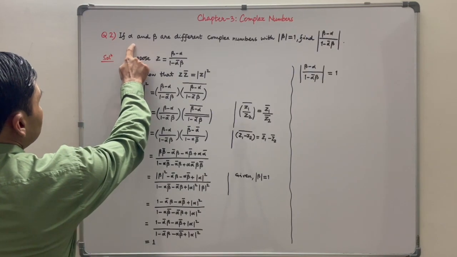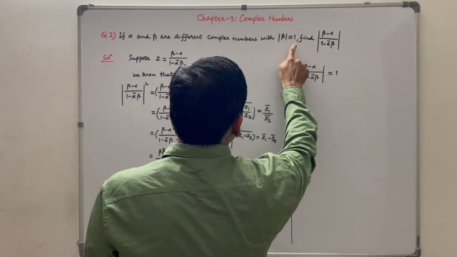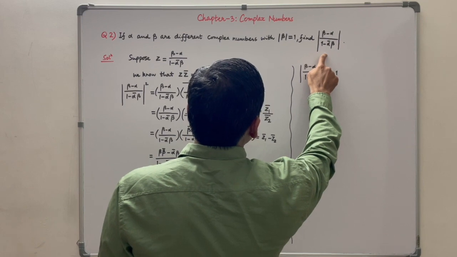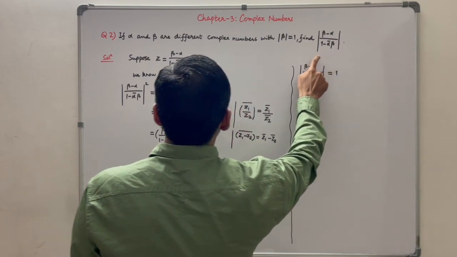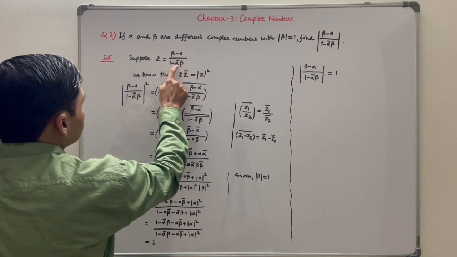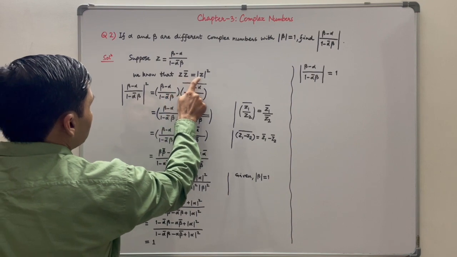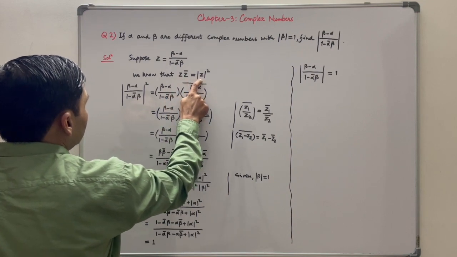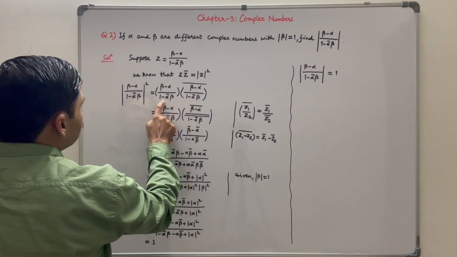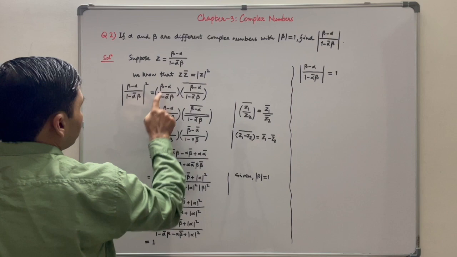Second question, if alpha and beta are different complex numbers with mod beta is equal to 1, find mod of (beta minus alpha) upon (1 minus alpha bar beta). Suppose z is equal to (beta minus alpha) upon (1 minus alpha bar beta). We will use this property z z bar is equal to mod z square. Mod z square is equal to z z bar. Our z is equal to (beta minus alpha) upon (1 minus alpha bar beta).